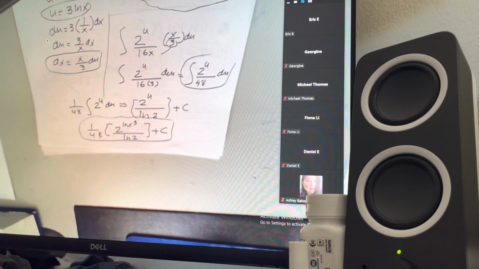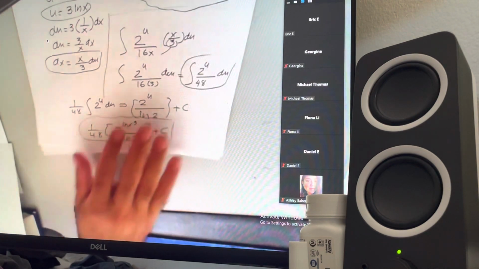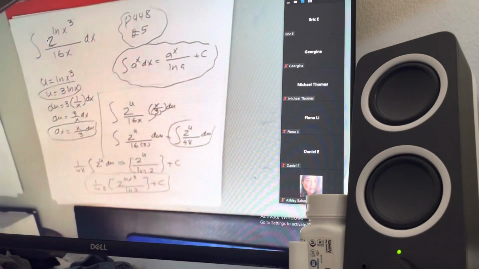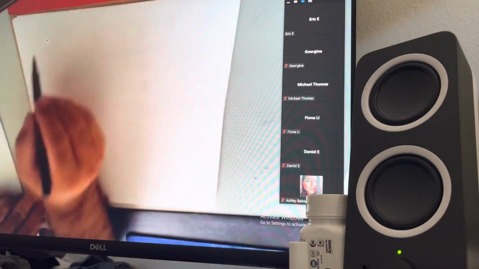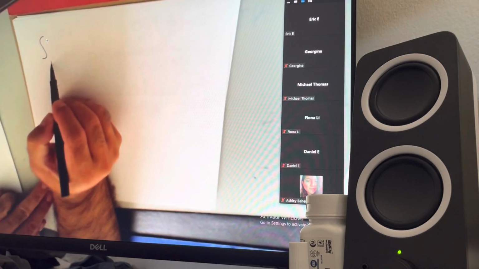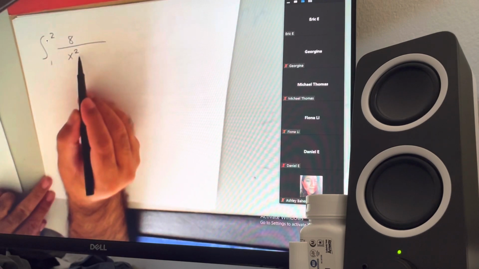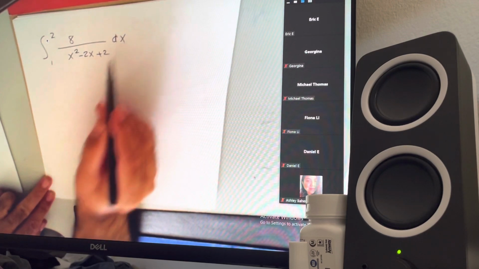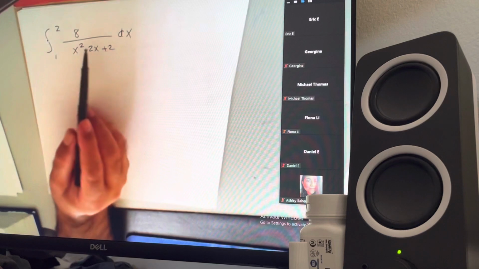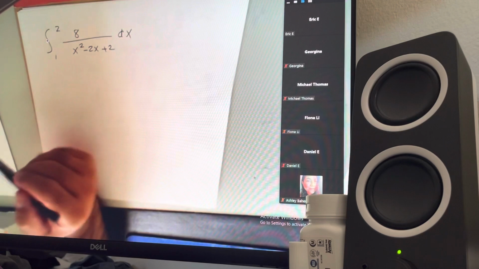Okay, so these are the formulas. These are the type of questions you're going to see. Anything on this section will be related to page 448, one way or another. So something like this. Let's say the integral from 1 to 2 of 8 over x squared minus 2x plus 2 times dx. If you look at page 448, you're not going to find something for this. We have to make it look like some of the formulas.